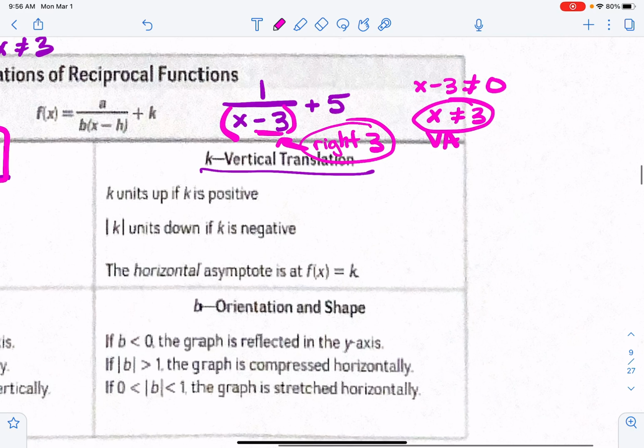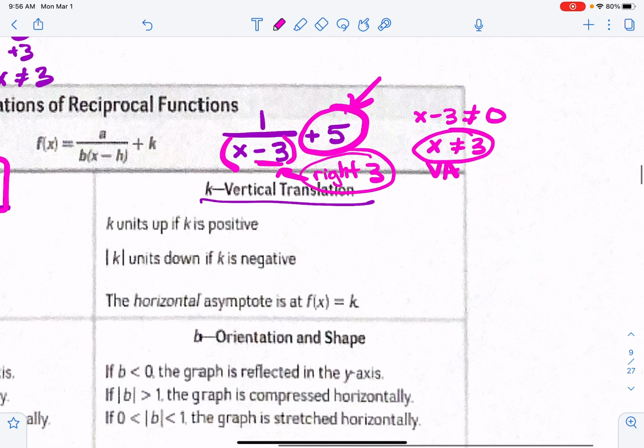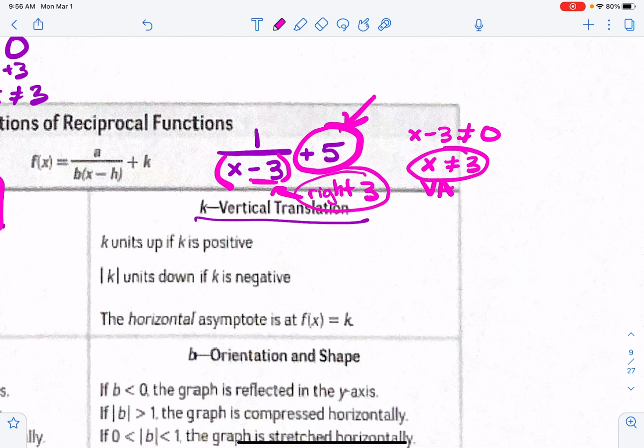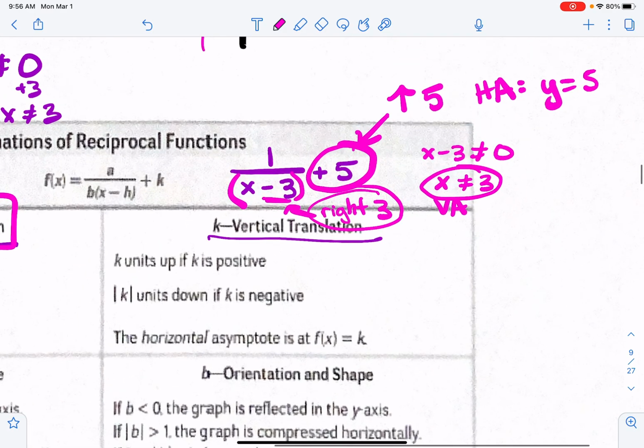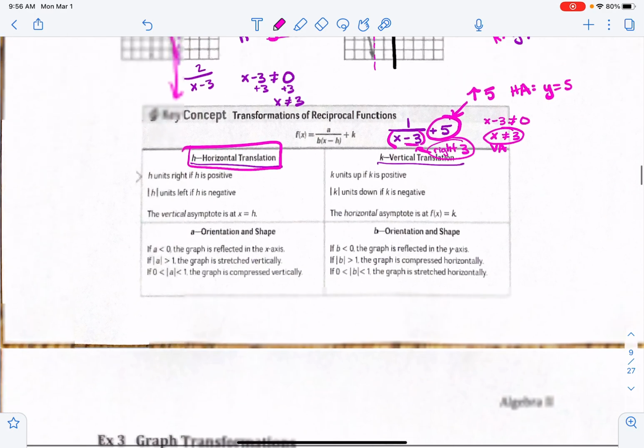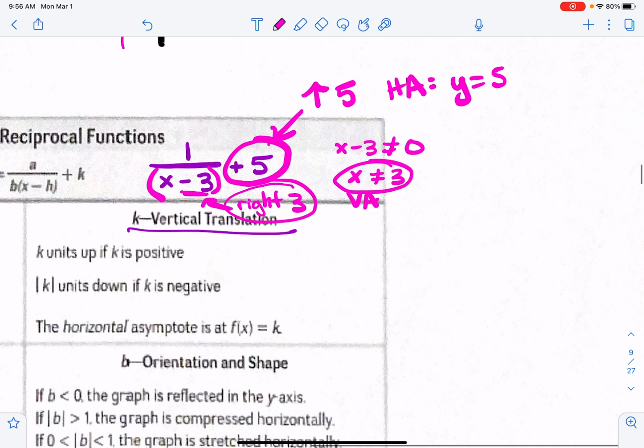And then we have to decide what this plus 5 is doing. This guy just makes him go up or down. So kind of like our horizontal asymptote, this guy is going to make him go up 5 units, which moves our horizontal asymptote to y equals 5. We'll do some more examples on the next page, and you'll see again how that works, okay?